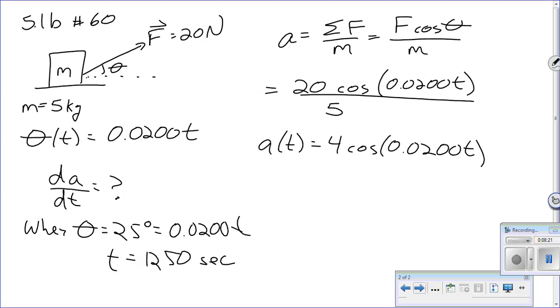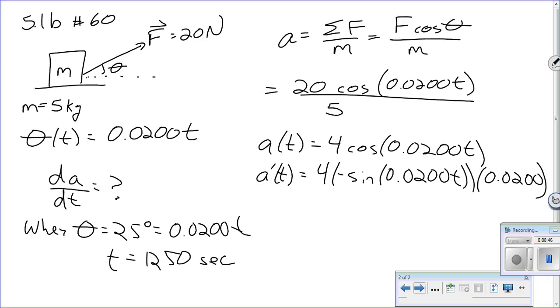Follow? All right, so now we just take the derivative. A prime of t, using sort of sloppy notation. So that's 4 times, what's the derivative of cosine? Negative sine of 0.0200 t times the derivative of 0.0200 t, which is 0.0200. Cool? So simplify this and you get negative 0.0800 times the sine of 0.0200 t. And so that is the derivative of A with respect to t. I don't know why I used the prime notation there.